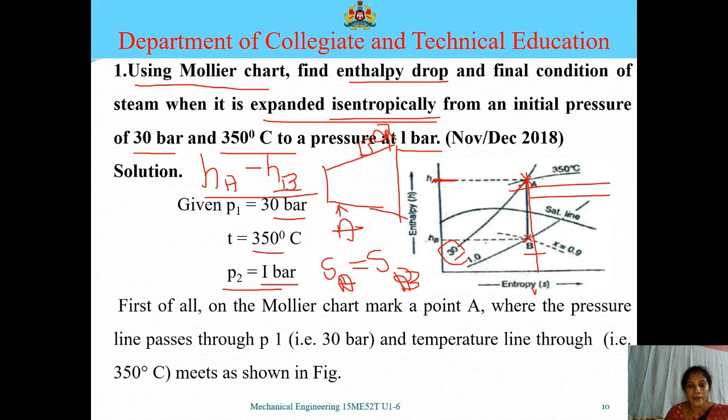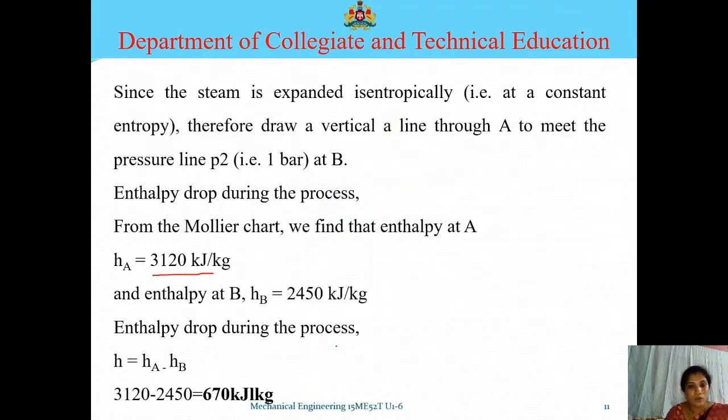So I'll mark that intersection and I'll call that point B. Then again place your scale horizontally and you'll obtain the value. So on the y-axis scale, if you draw a straight line, you'll get the value of HB. So the value of HB is what? It is 2450.